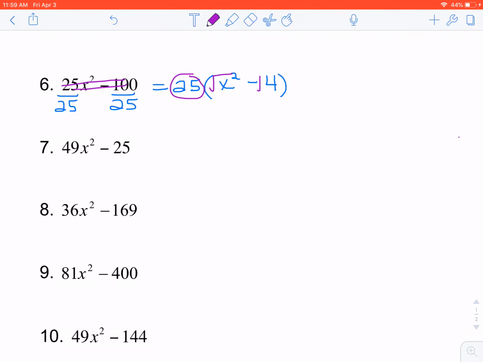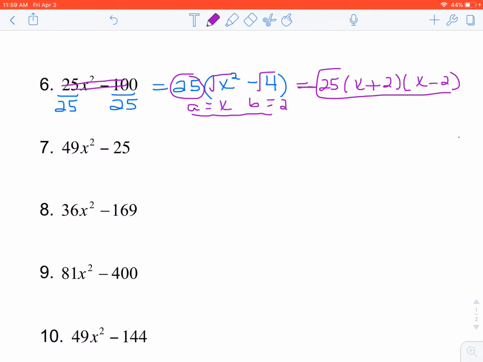A little bit of work here. The square root of x squared is just x. The square root of 4 is 2. So now we're writing our pattern out, something plus, something minus. And in front is that GCF of 25. So x plus 2, x minus 2. Again, a little bit of work. Here is the final answer.